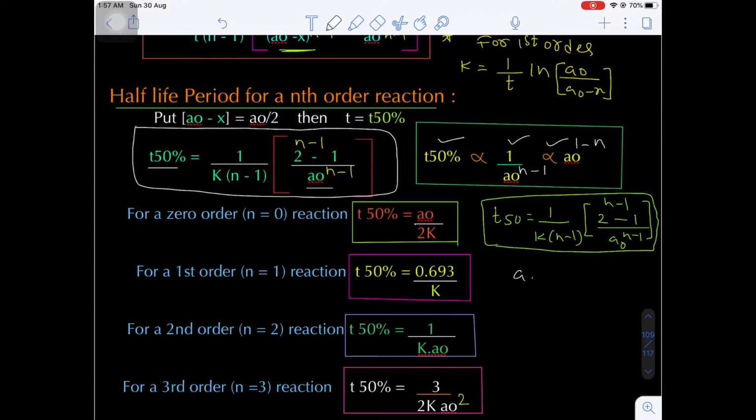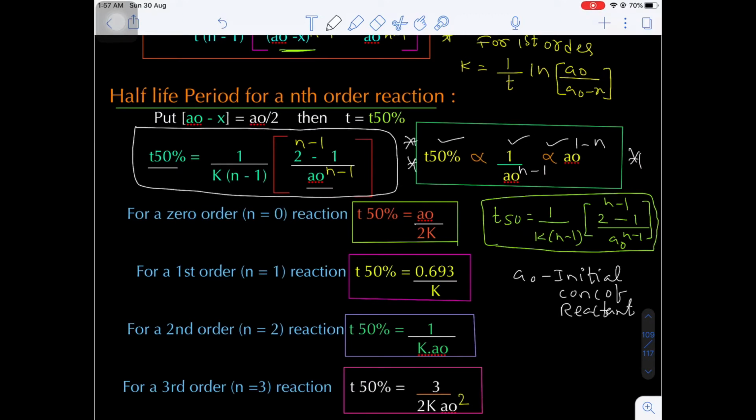What is a0? A0 is nothing but the initial concentration of reactant. This is very important. So this expression says T50 is inversely proportional to initial concentration to the power n minus 1, otherwise directly proportional to initial concentration to the power 1 minus n, where n is the order of the reaction.